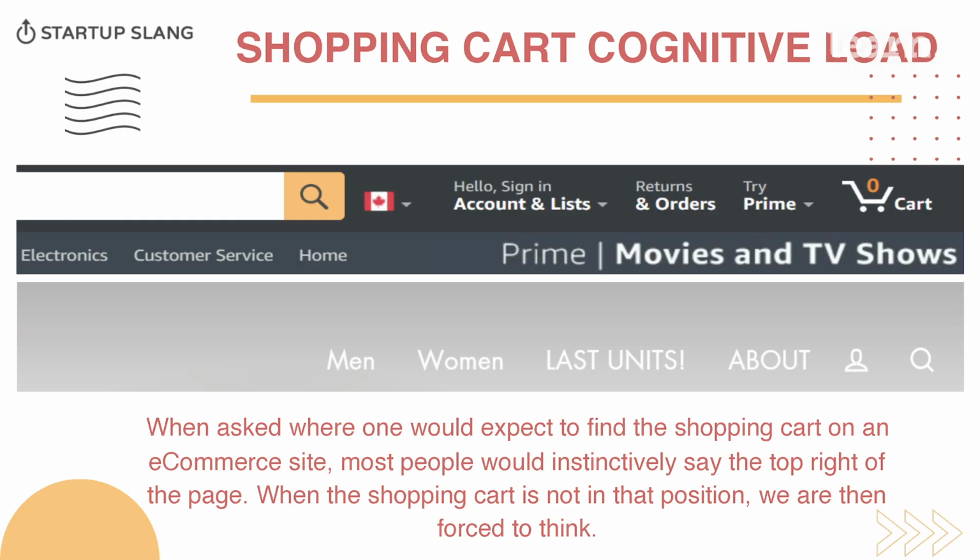There should be a particular effort put forth to understand your consumers' mental models and not deviate from their expectations. For example, when asked where one would expect to find the shopping cart on an e-commerce site, most people would instinctively say the top right of the page. When the shopping cart is not in that position, we are forced to think. This is what is known as cognitive load.